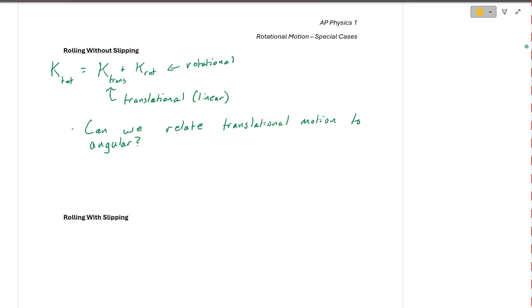Isn't it like linear equals angular times radius? Yeah. We had delta x equals r delta theta. We had v equals omega r, or r omega, however you want to write it, and a equals alpha r. Right? Those all are true when we're not slipping, as long as we're not slipping.